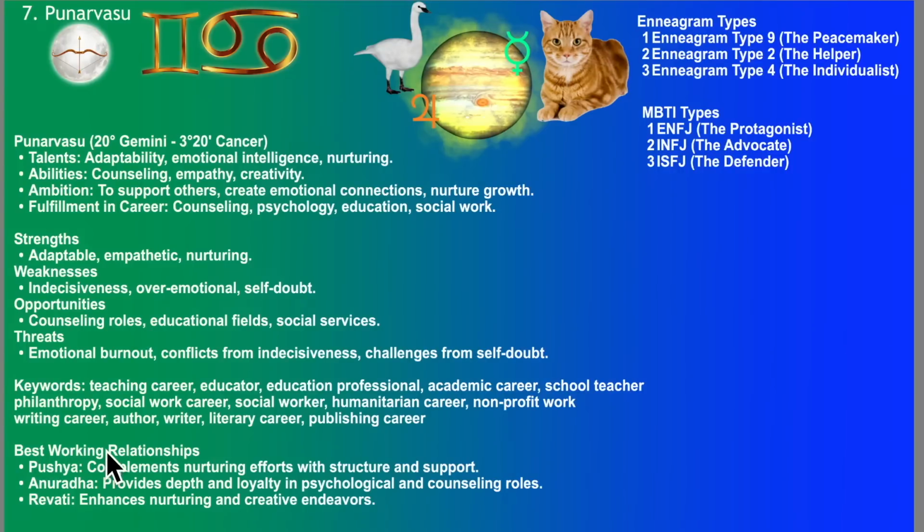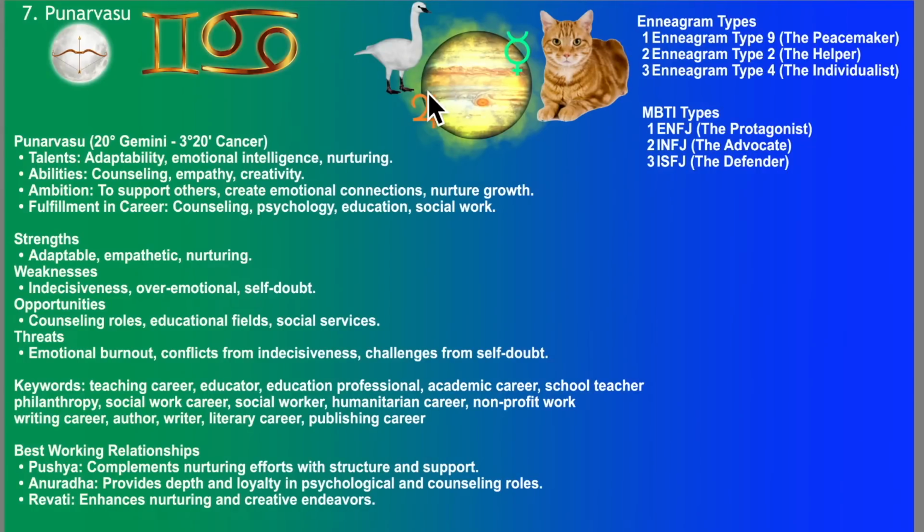Best working relationships for Punarvasu would be Pushya, the next one after this, the eighth one, falling in Cancer, which complements nurturing efforts with structure and support. Anuradha falls in Scorpio and provides depth and loyalty in psychological and counseling roles. Scorpios get it intuitively, right? So Anuradha will get it all intuitively, what Punarvasu is trying to figure out with the mind. Revati Nakshatra enhances nurturing and creative endeavors, falling in Pisces. So you will get the higher exalted form of Jupiter, right?